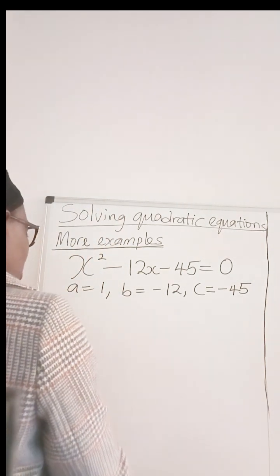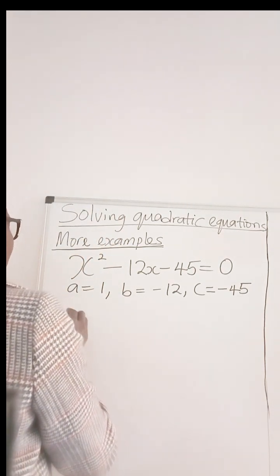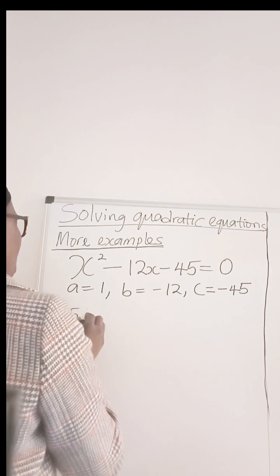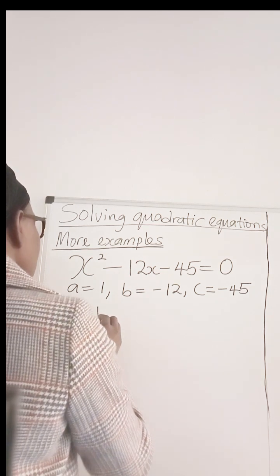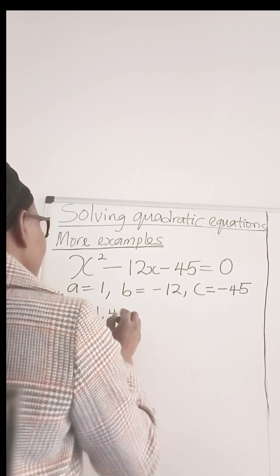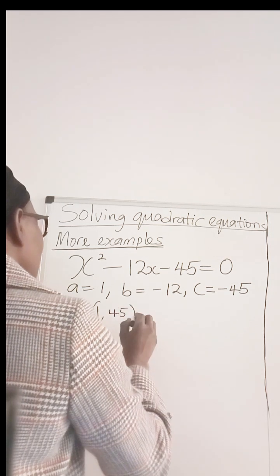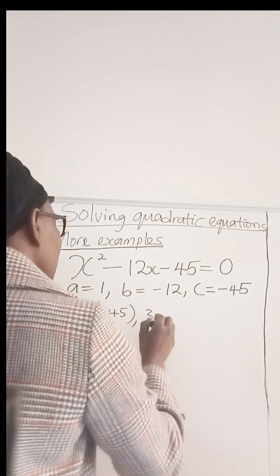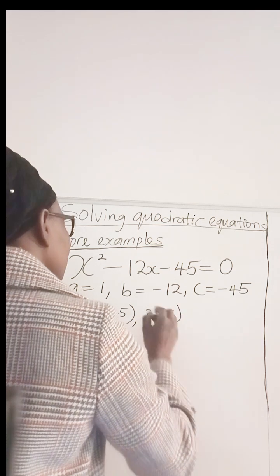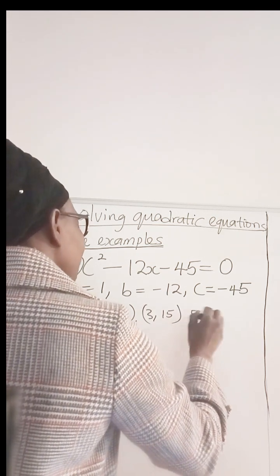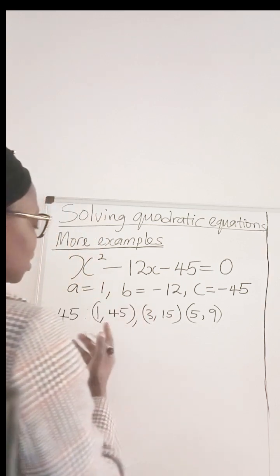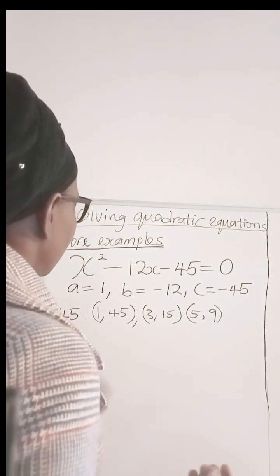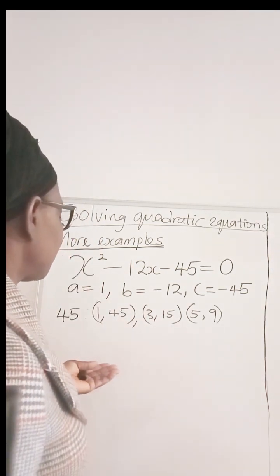Now, we want to get the factors of 45. What are the factors of 45? Let's start with 1 and 45. Again, 3 and 15. 5 and 9. So let's look at these three pairs of numbers.